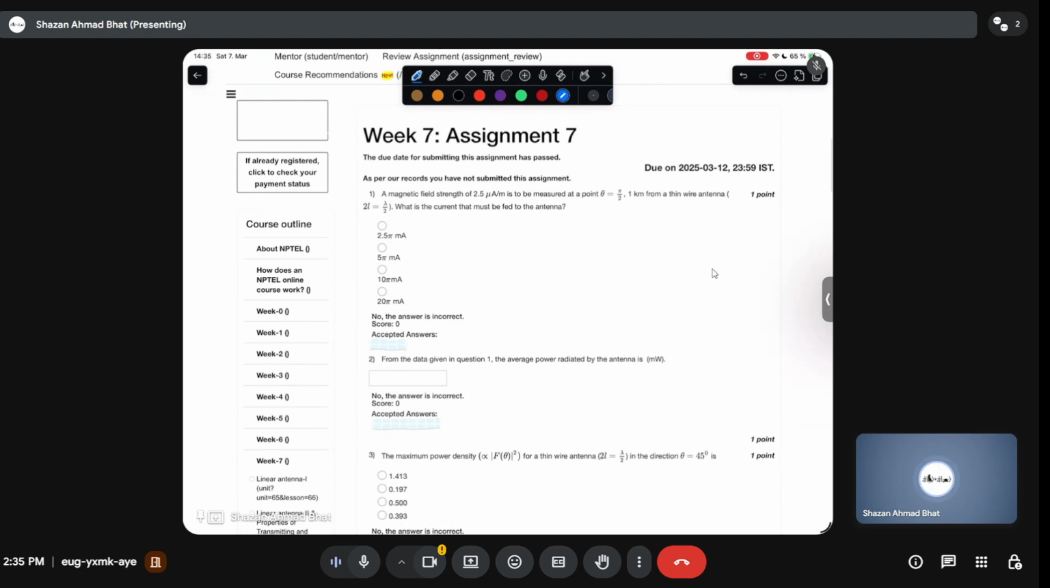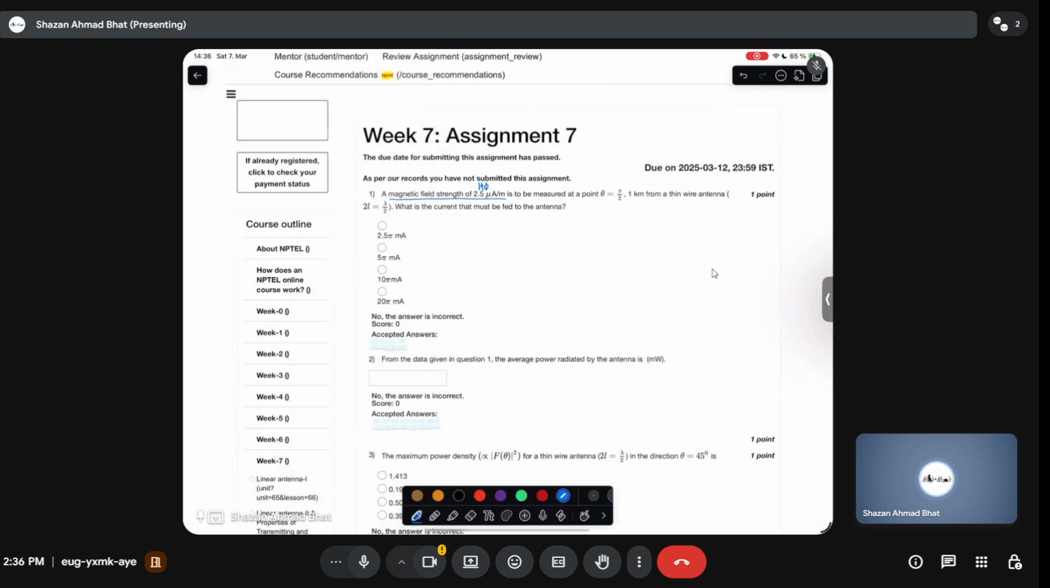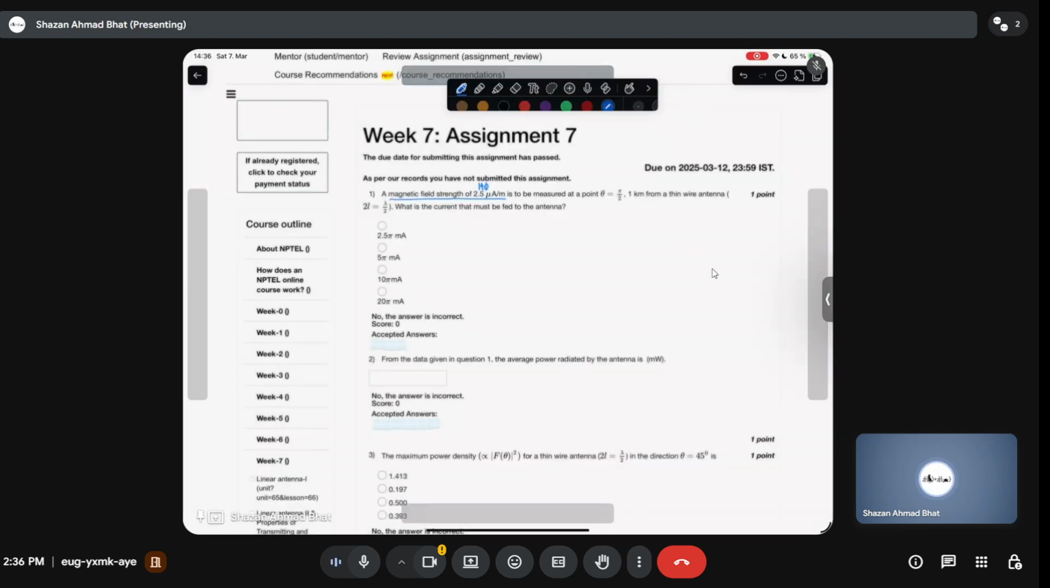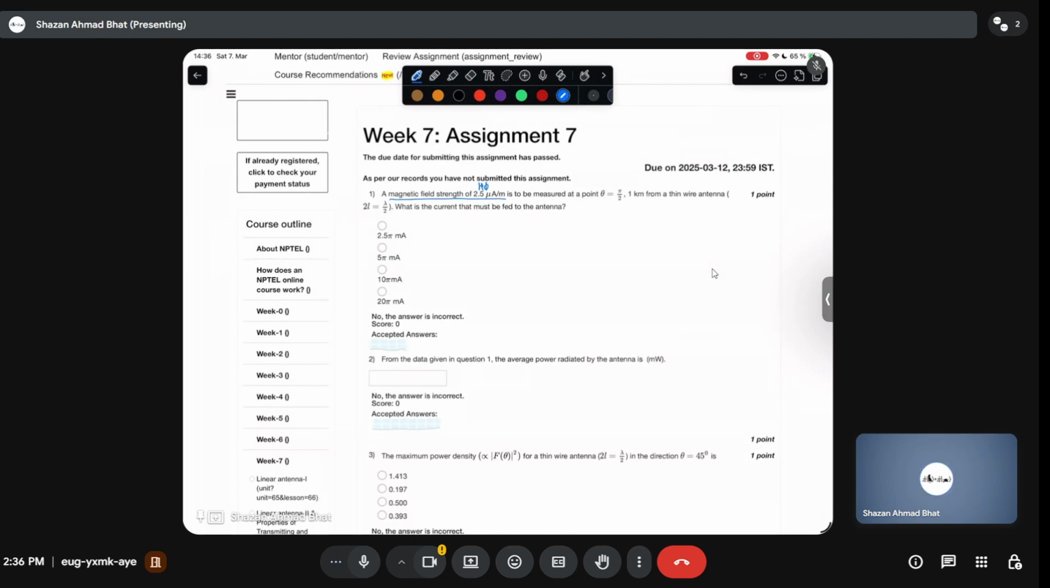The first question says the magnetic field strength is 2.5 microamps per meter. That means what is given is H, essentially H of phi. You now know what phi and theta are, and you don't have to think about it because you are considering a spherical coordinate system. So this is r, this is theta, and the projection of it is phi.